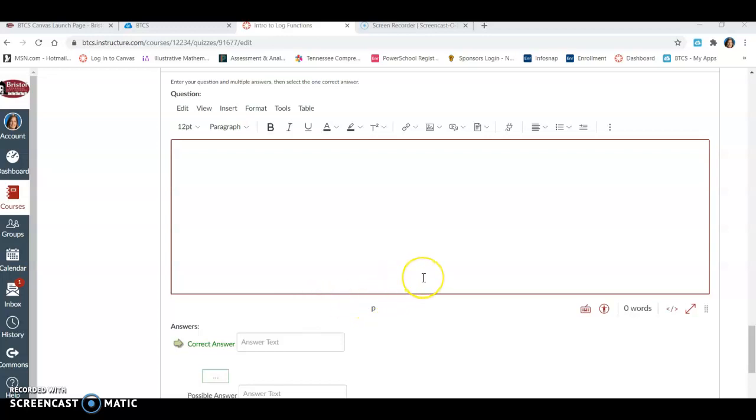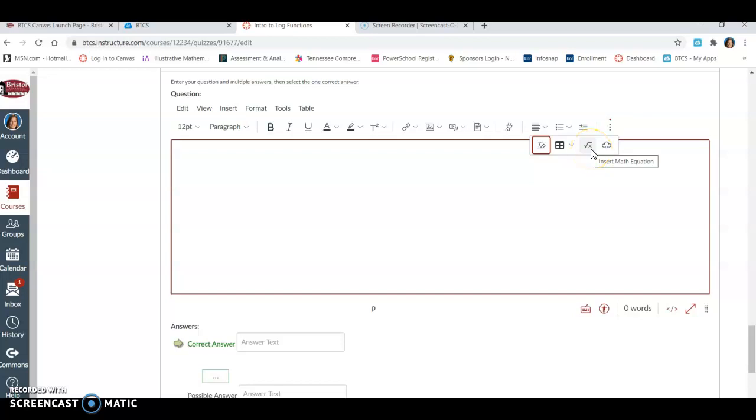Hey guys, I just want to go over a couple things in Canvas to help you with some assignments in math. They have updated Canvas, so the equation editor is no longer right here. Remember, the equation editor is the square root of x. But if you come over here, these three dots where it says more, they've kind of hidden the equation editor.